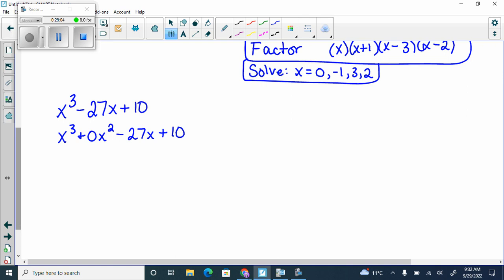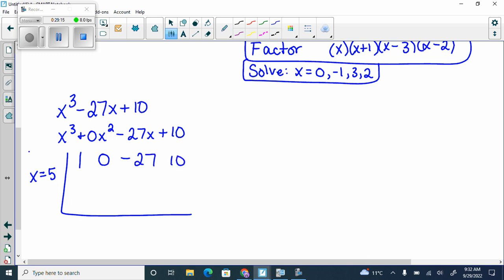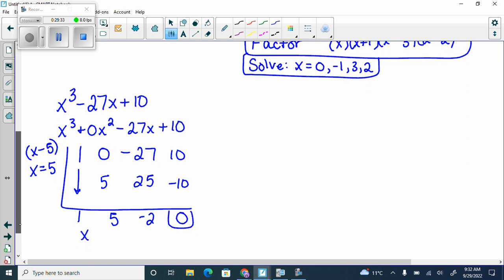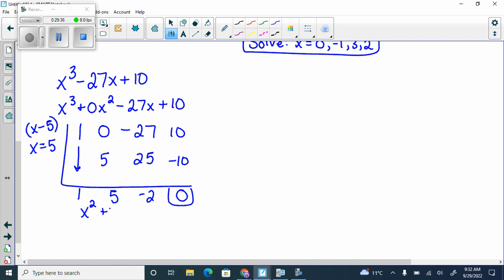Okay? So x equals 5 was my first one. So I have 1, 0, negative 27, and 10. And then x minus 5. So I drop my 1. I get 5 times 1 is 5. Add it is 5. 5 times 5 is 25. Add it is negative 2. 5 times negative 2 is negative 10. And I'm happy because I get a 0. So I have x squared plus 5x minus 2.